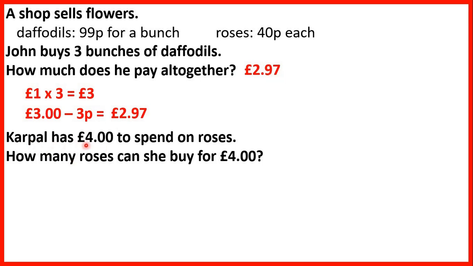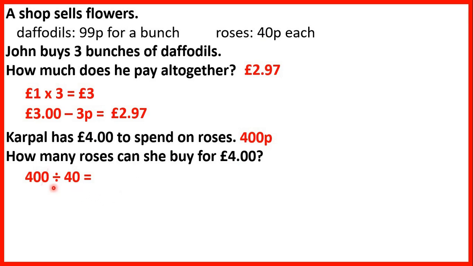Now Carpool has £4 to spend on roses. How many roses can she buy for £4? So £4 is the same as 400 pence, and roses cost 40 pence each. So we need to divide 400, the amount of money she has, by 40 pence, the amount that each rose costs.